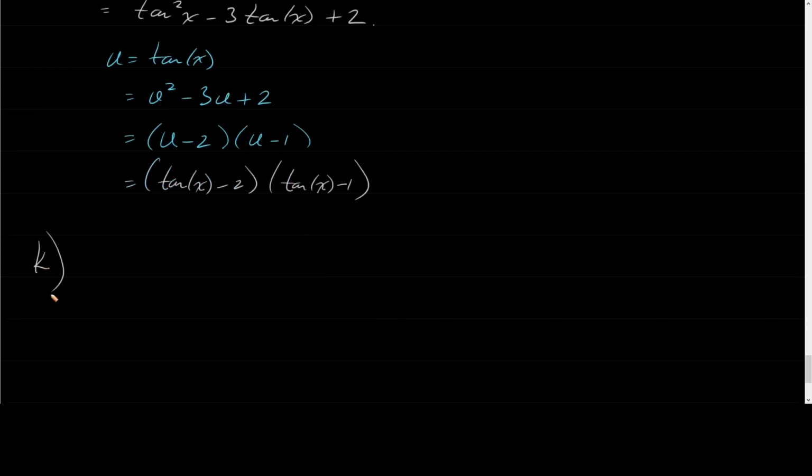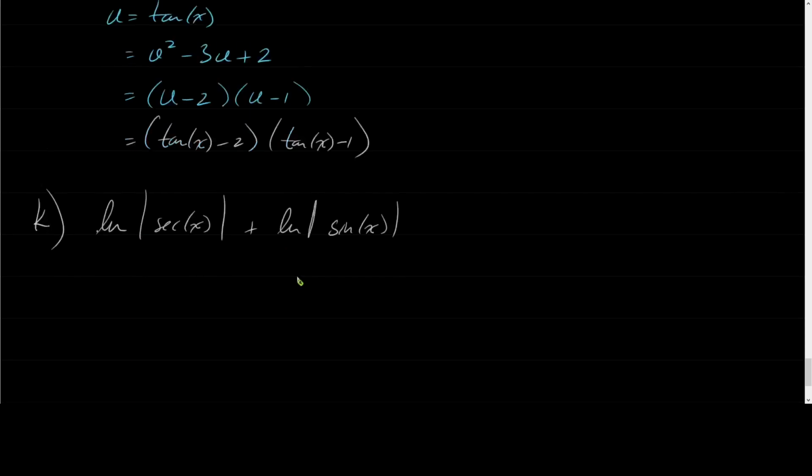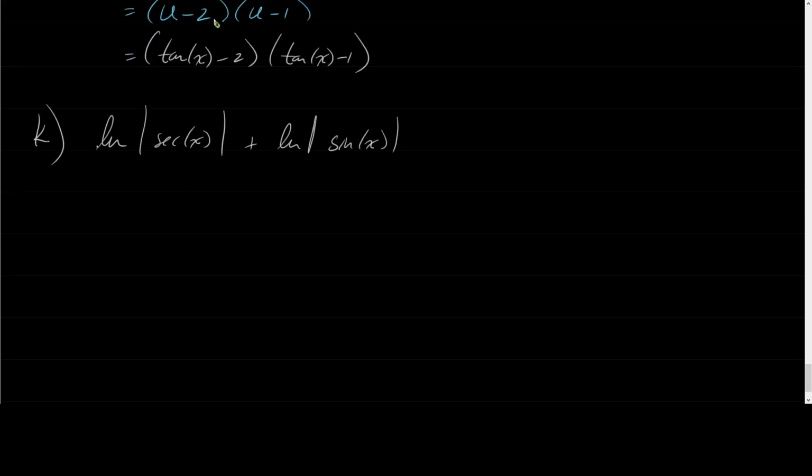What do I mean? So I can start with something like, and again, the instructions are just simplify, but if I have ln of the absolute value of secant of x plus ln of the absolute value of sine of x, well, we can rewrite that, right? We can simplify that. How? Well, we know from rules of logs that this would just be equivalent to ln of the absolute value of secant x times sine x, because we have addition becomes multiplication.